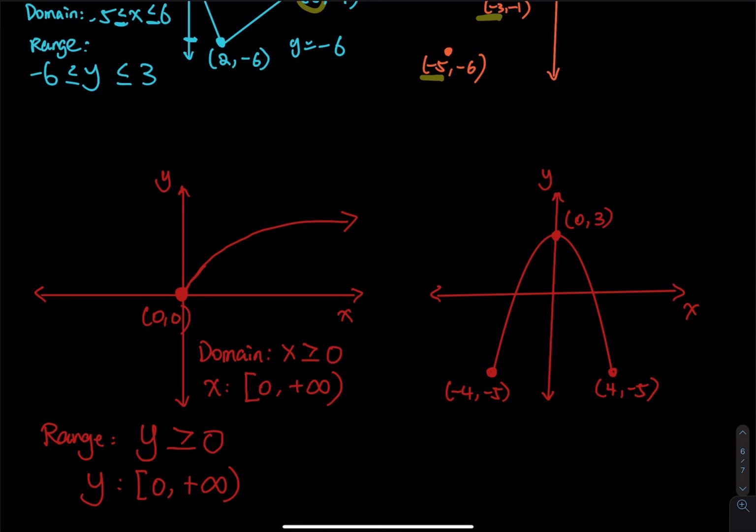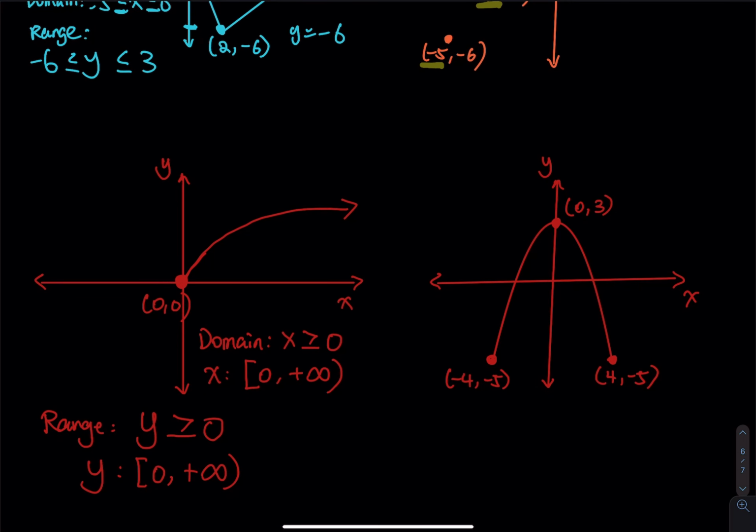Okay, how about the next one? The next one, we don't see any arrows, so they are all dots. And then for the domain, x goes from -4 all the way to 4. So starting at -4 and then going all the way to 4. So that's why you write x is between -4 and +4.